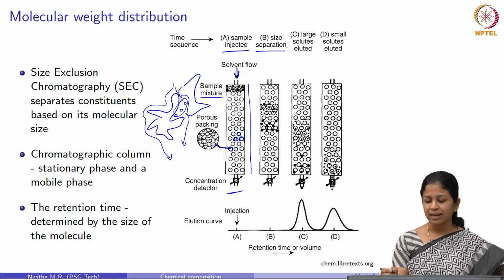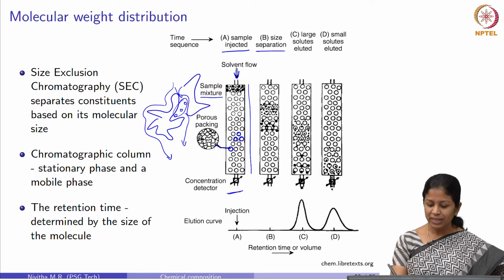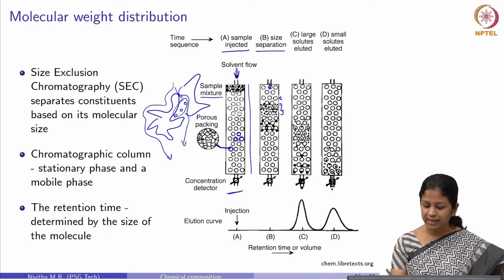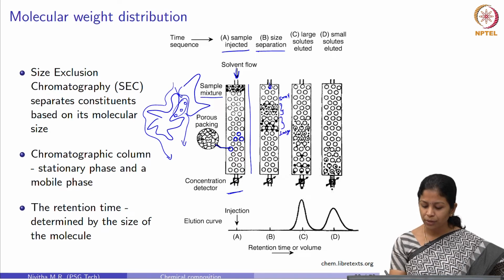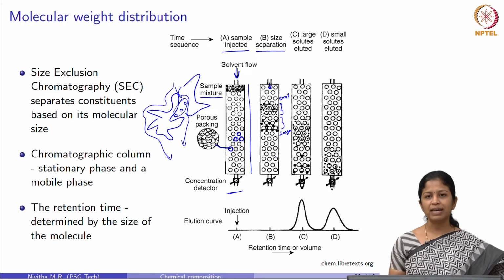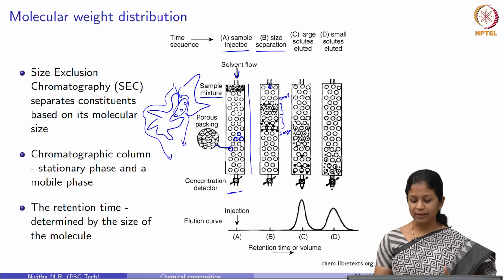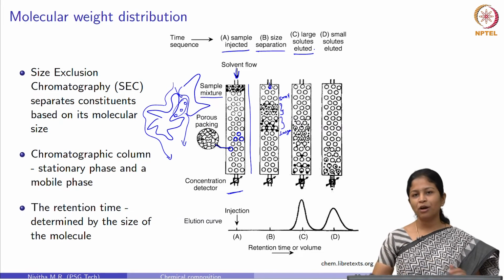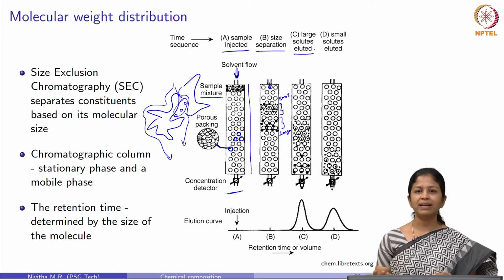In the second phase, the size separation happens. So once it starts passing through this point, the smaller molecules will try to spend more time here, whereas larger molecules will be leaving. So here you can see the smaller molecules are present here, whereas the larger molecules have already come down. So depending upon the size, these molecules will be separated. As they come down, the larger solutes are eluted. So what do we call an eluate? Whatever comes out, we call that an eluate.